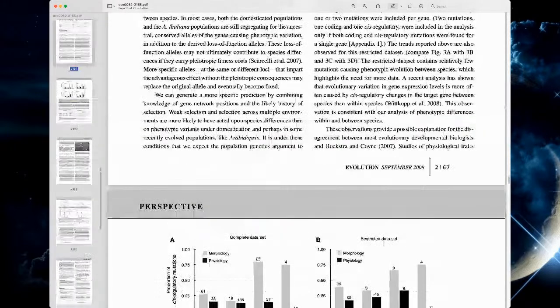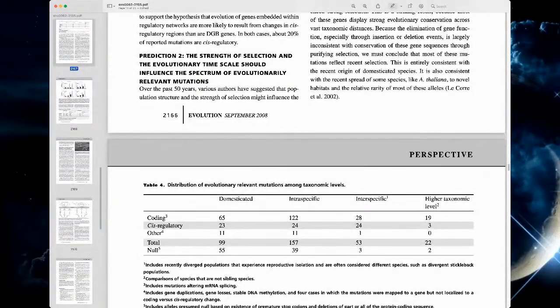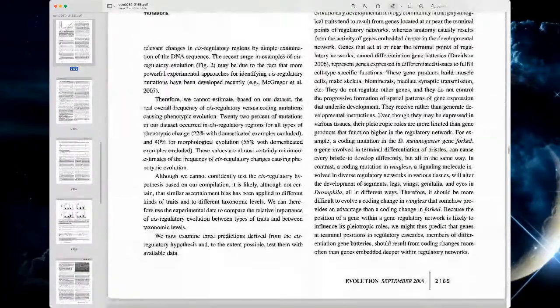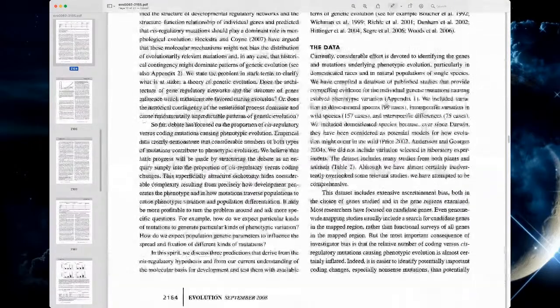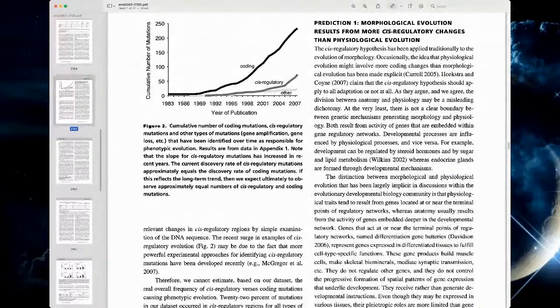Okay. Let's see here. How many predictions do they make? Prediction 2. Okay, perspective. So this is a perspective. Prediction 1. Okay, there's the data. So let's take a look at the predictions. Morphological evolution results from more cis-regulatory changes than physiological evolution.